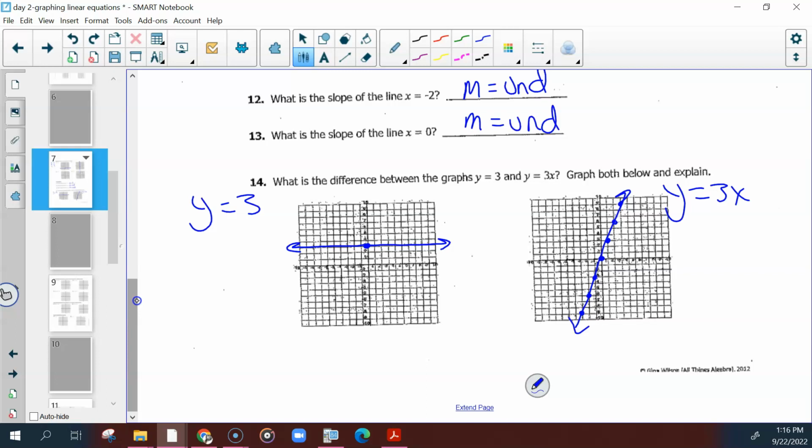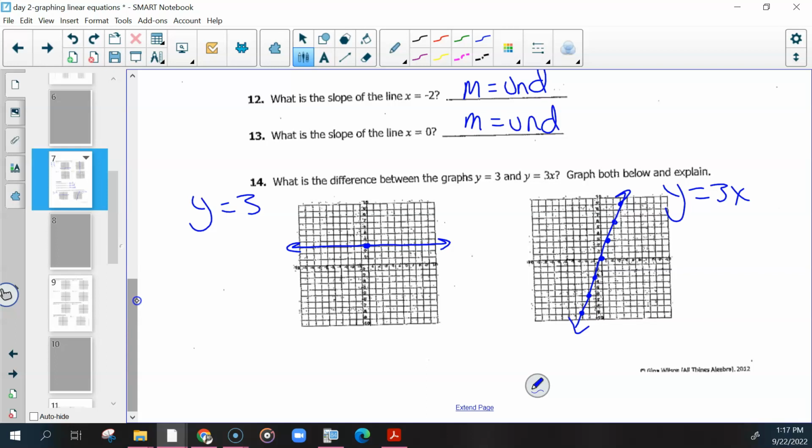Say that again, Joseph. Okay, one is slanted, one is not. What other differences do you see? Yes, the equations are different. How? Let's specify. I'm going to amend that: one has 2 variables and one only has 1.